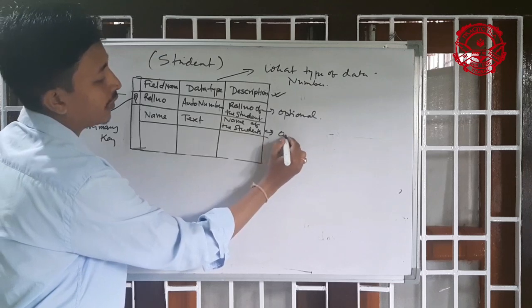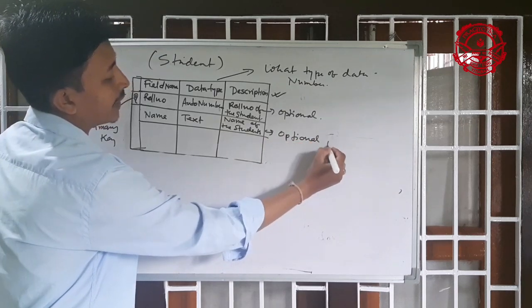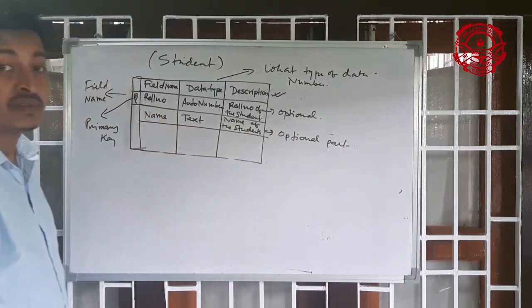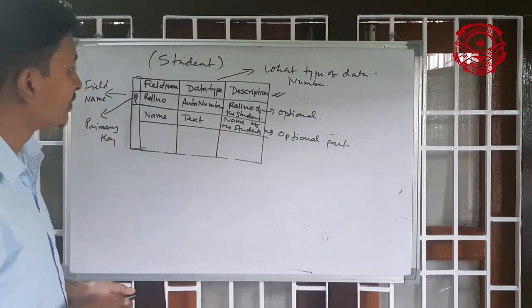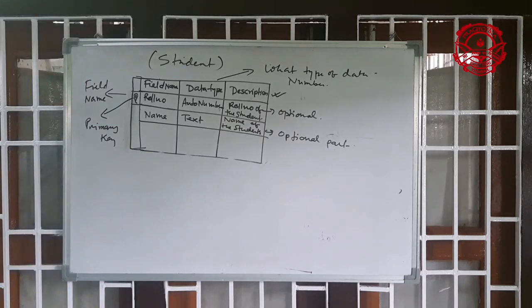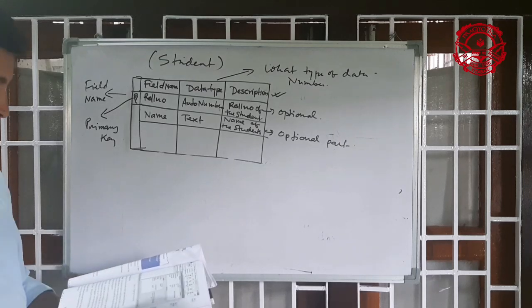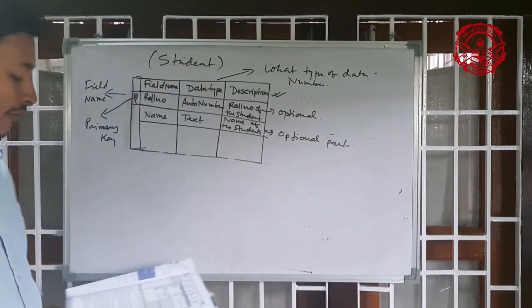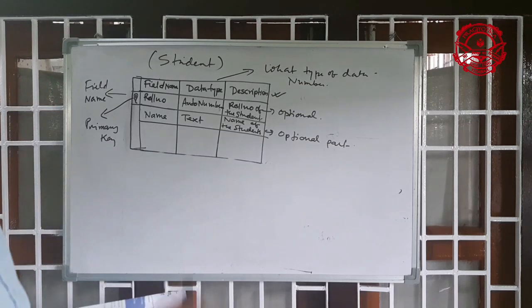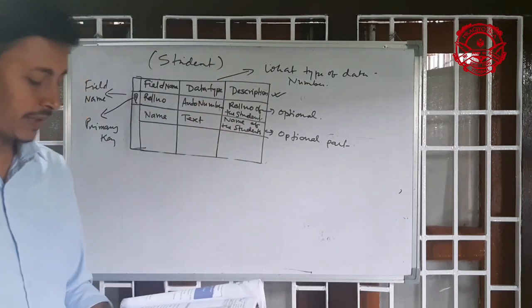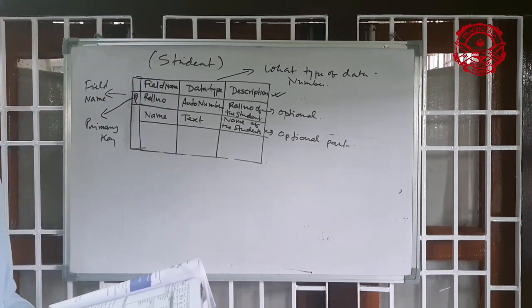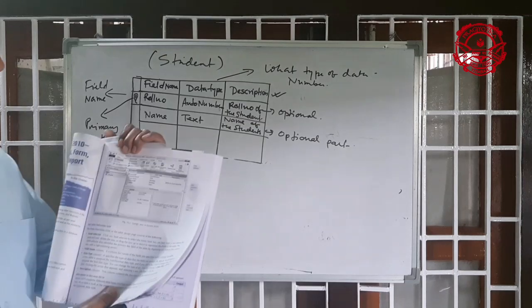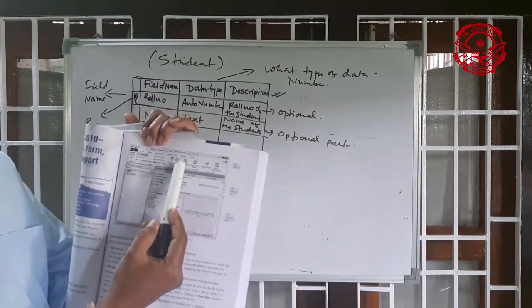This part is an optional part. You can give it or you can skip it. There is no problem. So these are the three most important parts in the field definition: field name, data type and description. And the field selector, you can see at the top of the margin. Here it is called field selector options.